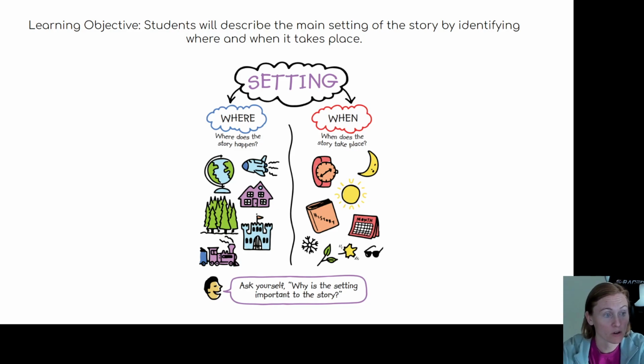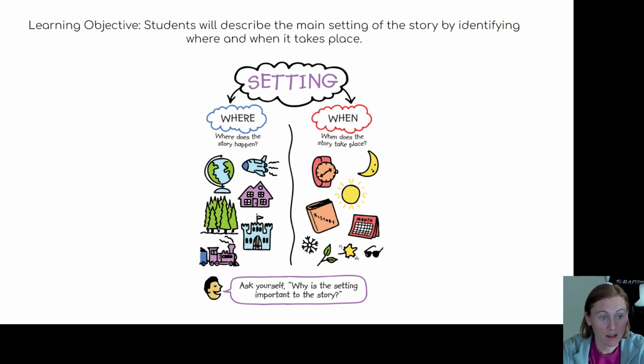Like where on planet Earth? Is it in space on a rocket ship? Is it at someone's home? Is it in a forest, a castle, on a train? Right? These are all where. Where is it taking place? Where is it occurring? When means when does the story take place?